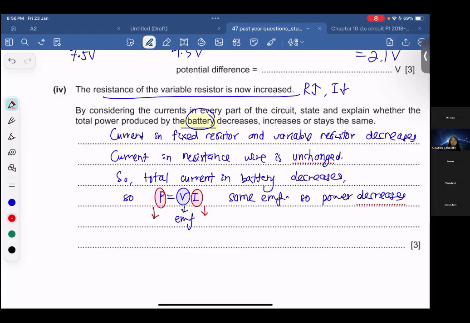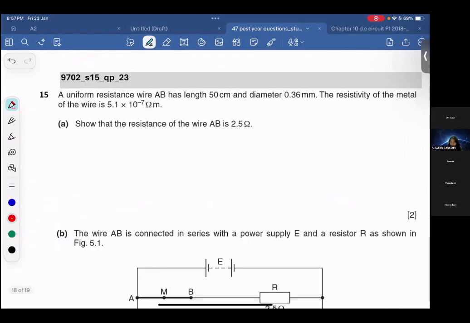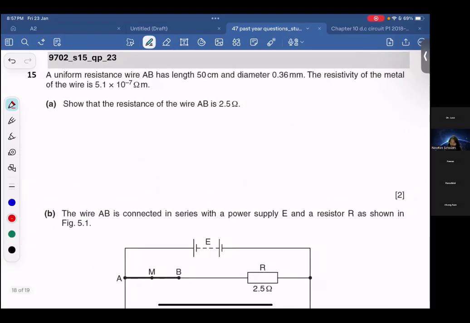Manjo, okay already? Has everybody finished writing down? So we go to the last question for this lesson 47. Can you please show that the resistance of wire AB is 2.5? They give you the length, the diameter, and the resistivity. Okay, the resistivity formula: resistance is rho L over A. You have to memorize all the formulas. You are very good, but then at the end, you forget the formula, you cannot.